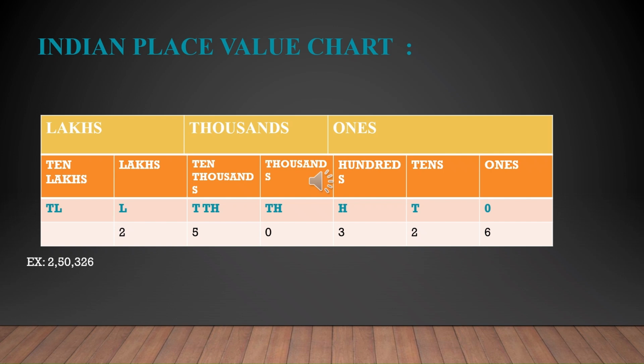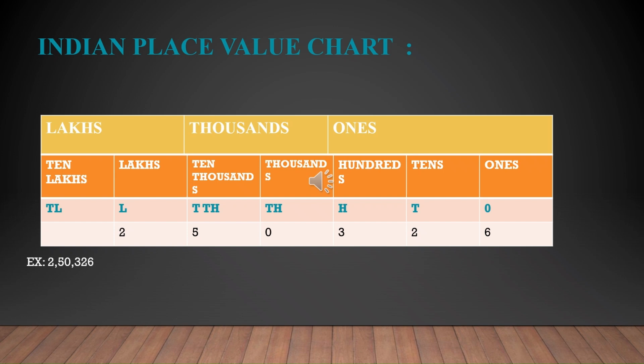For example, a number is given to you, 2,50,326. What is the digit in the ones place? You have 6. So place 6 in the ones place. And what is the digit in the tens place? 2. Place 2 in the tens place. And the hundreds place? 3. Place 3 in the hundreds place. And the thousands place? 0. Place 0 in the thousands place.